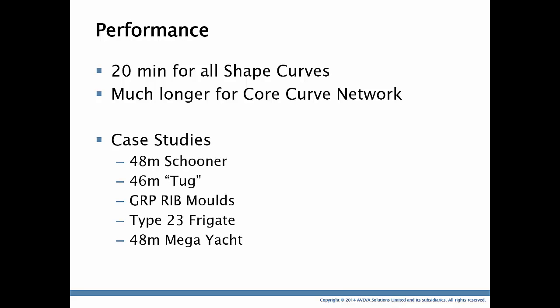Some of the case studies that this has been applied to: we've done the schooner that we've seen in this presentation, the tug that was seen in the recent example. It's been used in rib molds to redefine a Type 23 frigate, and more recently it was applied to the mega yacht, and that gave us the opportunity to use the validation process.